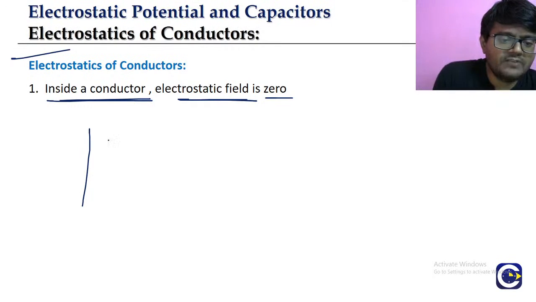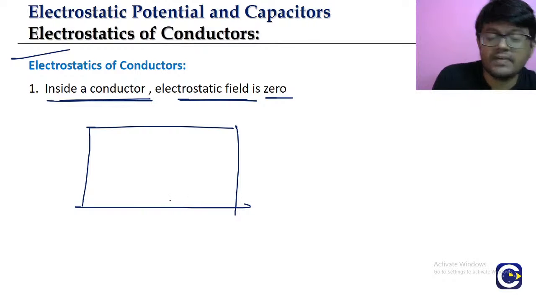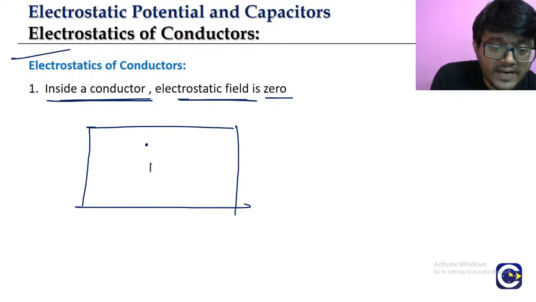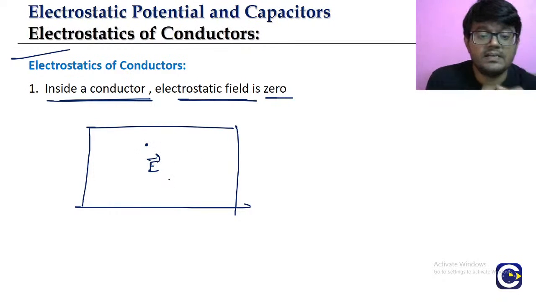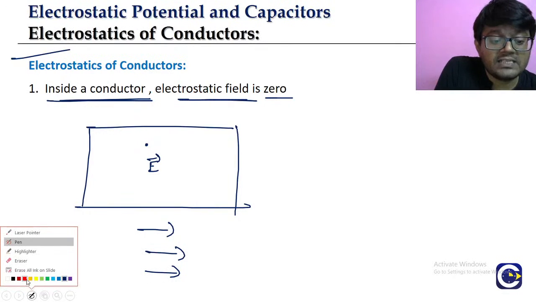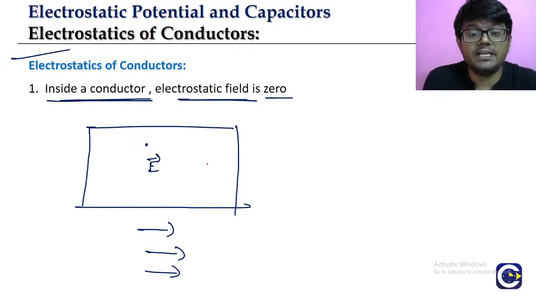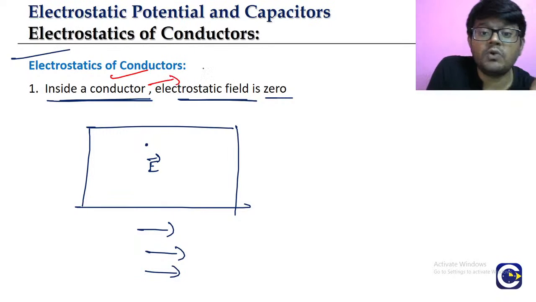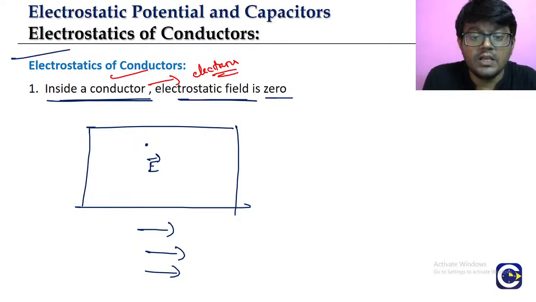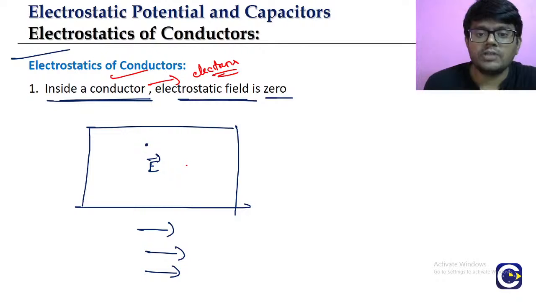Why, do you know? If you are having a conductor, the conductor will have theoretically infinite number of mobile charges. So if there is an electric field, say for example the electric field is towards the right side, then the charges will rearrange. Because frankly speaking, what is inside the conductor? The mobile charges are actually electrons. So electrons will move in a direction opposite to the electric field.